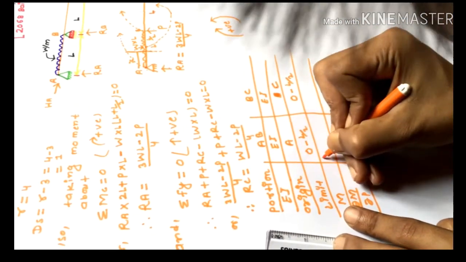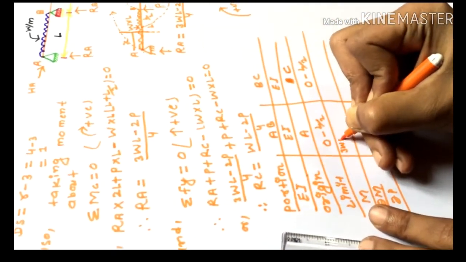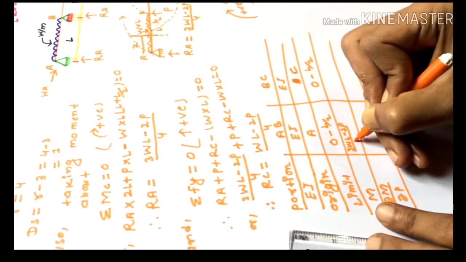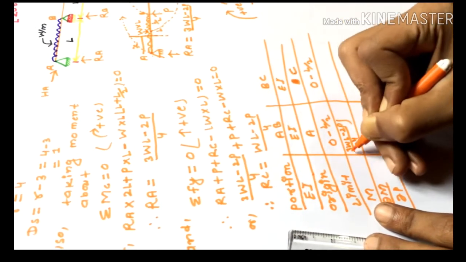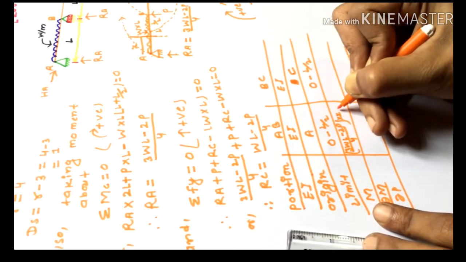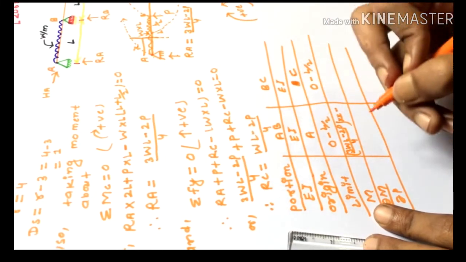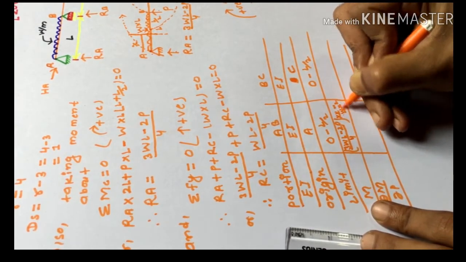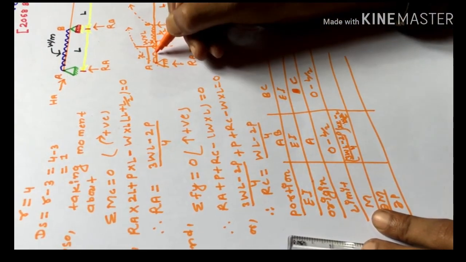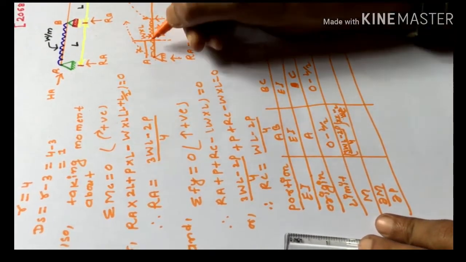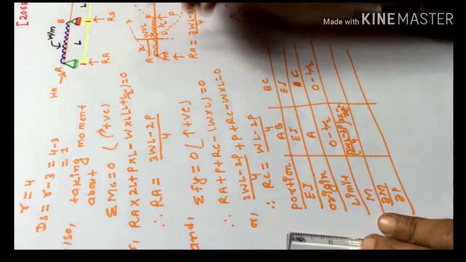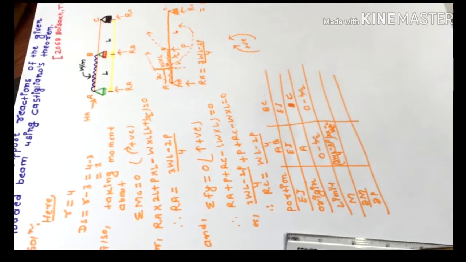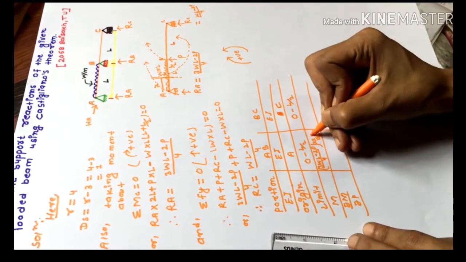That is clockwise moment. So 3WL minus 2P divided by 4 into x minus wx squared by 2. That is, this uniformly distributed load will rotate this section in anti-clockwise direction, and we are moving from left to right, so take it as negative.